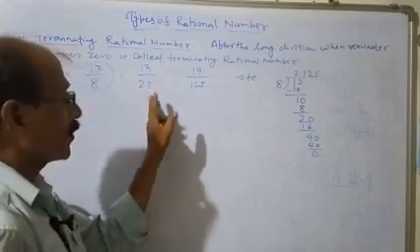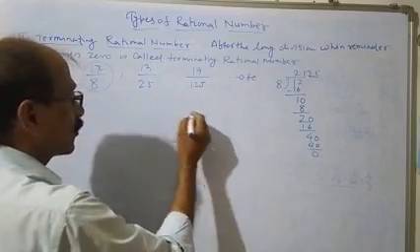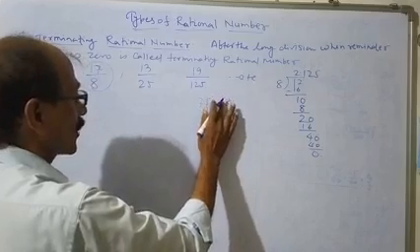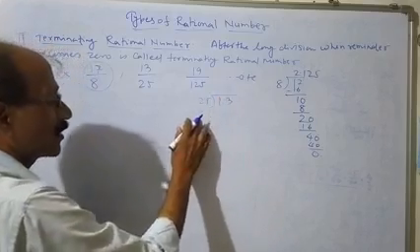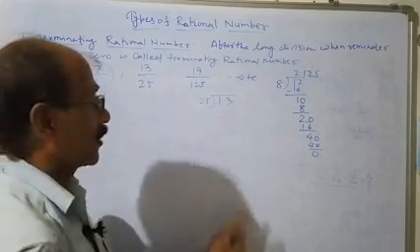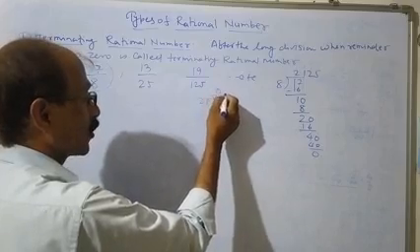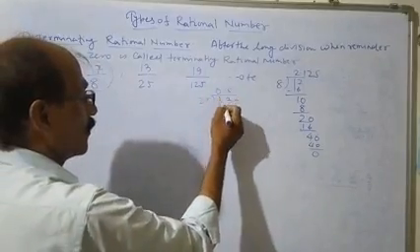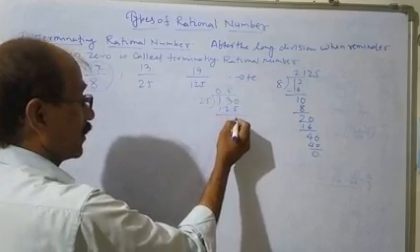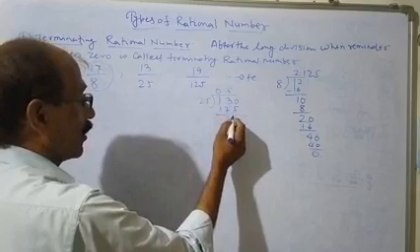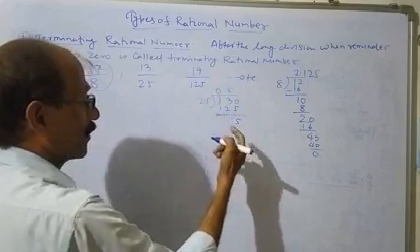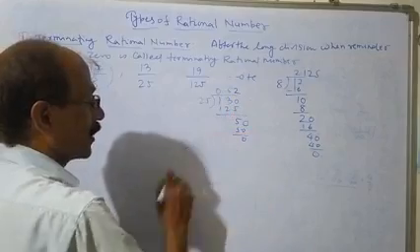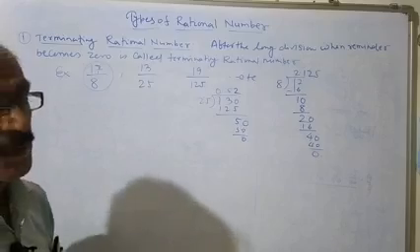Next, 13 upon 25. Here the denominator is 25 and we divide 13. 25 is the larger number and 13 is the smaller number. So first we take decimal 0 point, placing the 0. 25 5 ja 125. Here the remainder is 5. Again placing 0. 25 2 ja 50. The remainder will be 0. This is also a terminating rational number.